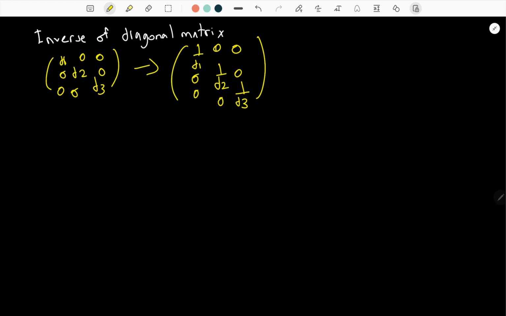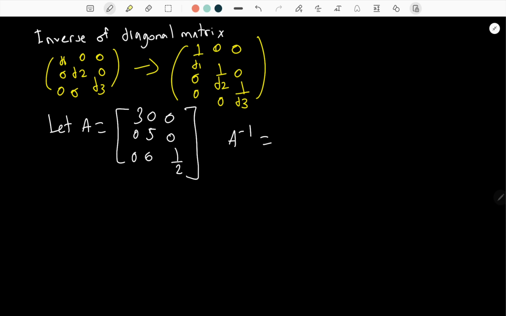Also, this is another very simple rule. The inverse of any diagonal matrix is 1 over the diagonal itself. So let's look at one example here. Here we have matrix A, which is equal to this, and we want to find the inverse of it. It's a diagonal matrix, meaning it only has elements on the diagonal. So the answer will be 1 over 3, 0, 0, 0, 1 over 5, 0, 0, 0, 2, and that's it.